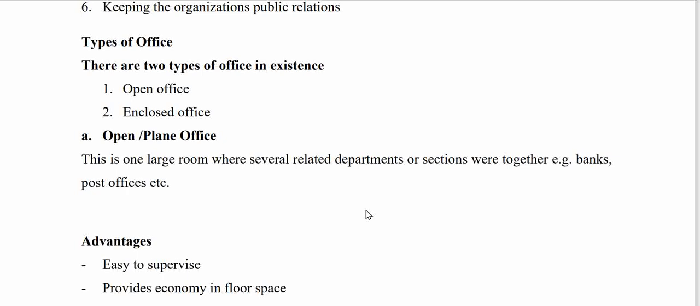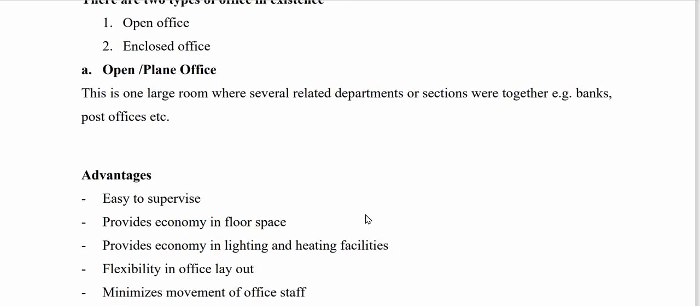We get two types of office mainly. We have the open office. An example of an open office is in the bank. When you enter the bank, you find that every person is seated, the staff is here, this one is there, they are not hidden. Okay, and then we have the enclosed office or closed office.